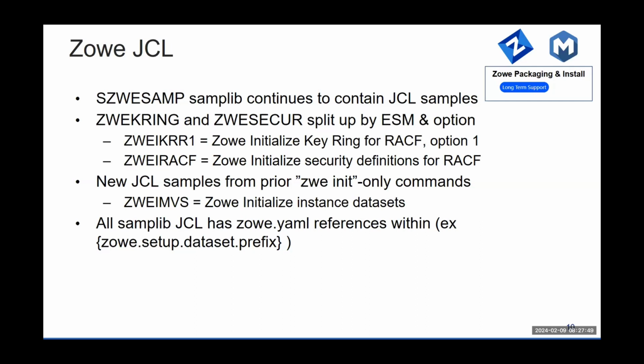Then ZWE Secure will likewise be replaced by ZWEI RACF, ZWEI TSS, ZWEI ACF2. So the end result is instead of looking at a roughly 1,000-line job, you're going to look at a roughly 200-line job because it will be more tailor fit to your actual thing that you're trying to accomplish.